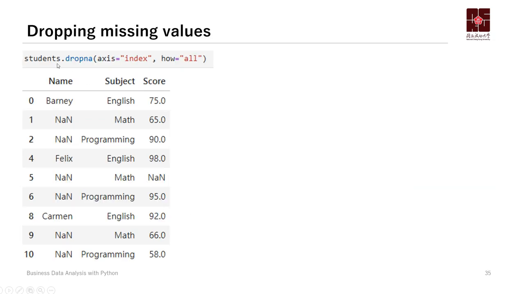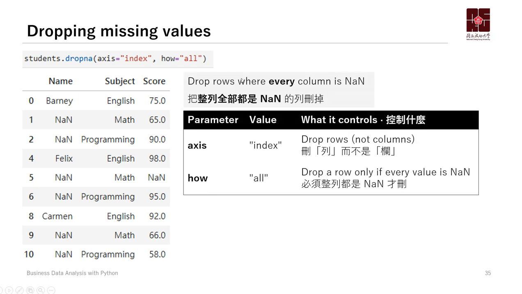Here we can use dropna with axis equal to index and how equal to all, and I will show you the difference. The first one drops rows where every column is NaN. When axis is index, we drop rows, not columns. And how equal to all means we drop a row only if every value is NaN. So we can notice, now we focus on the rows, not the column data, and for that we need to use axis index.